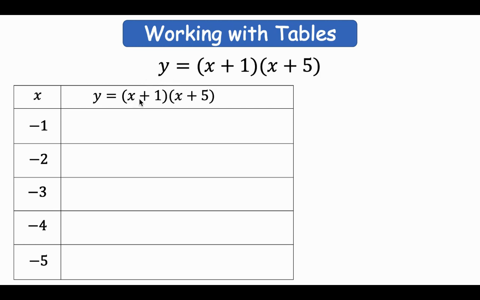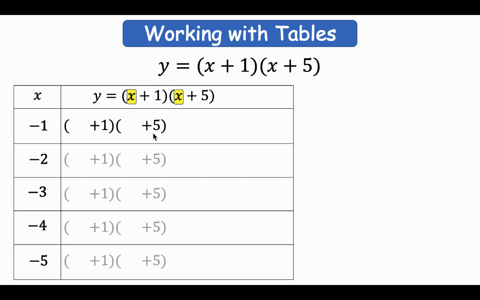It's just your x value plus 1, then you're going to multiply that by your x value plus 5. So I'm going to go ahead and just leave some blank spots. So blank plus 1 times blank plus 5. And I'm going to write that all the way down.